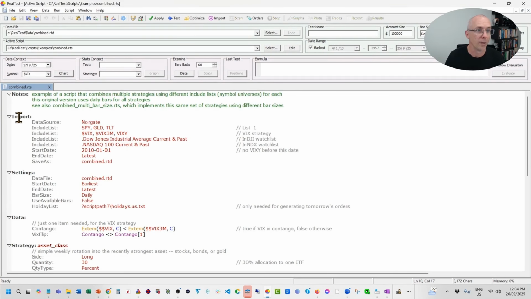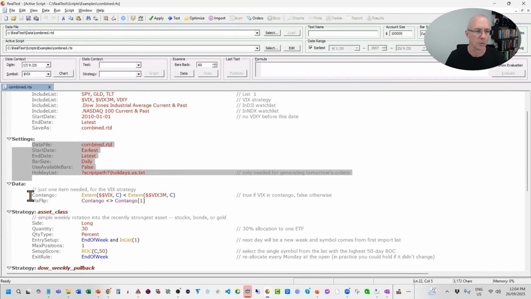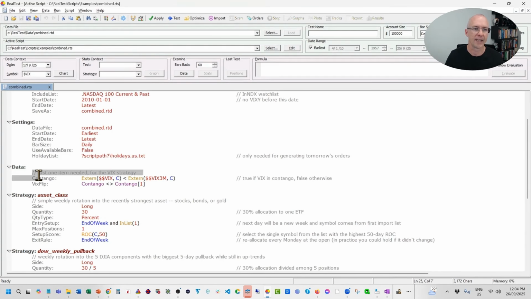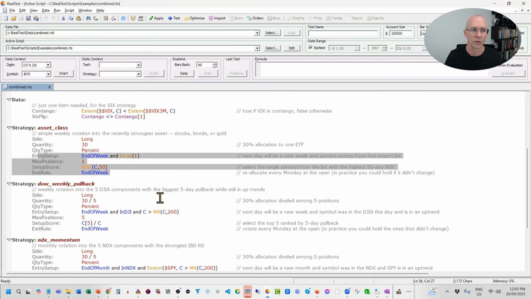So a quick overview. We have the import section where we import the data for each of the different strategies into one data file. We have the settings section, same as any normal system. We have the data section, and in the data section we need to be careful if we've got multiple rules and parameters we're defining. We need to give them unique names so that the systems know exactly which rule or parameter to refer to. Then we have a separate strategy section for each system. And in those strategy sections, we need to define the direction, long, short. We need to define the position size, which includes baked into it the capital allocation. And then we need to define the entry and exit rules like we have here.